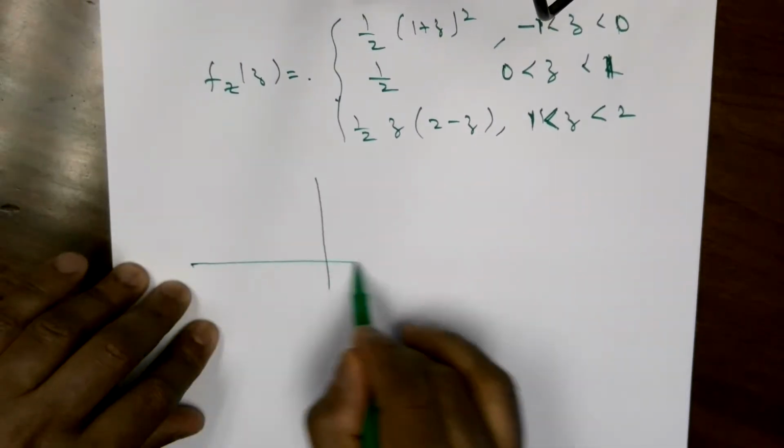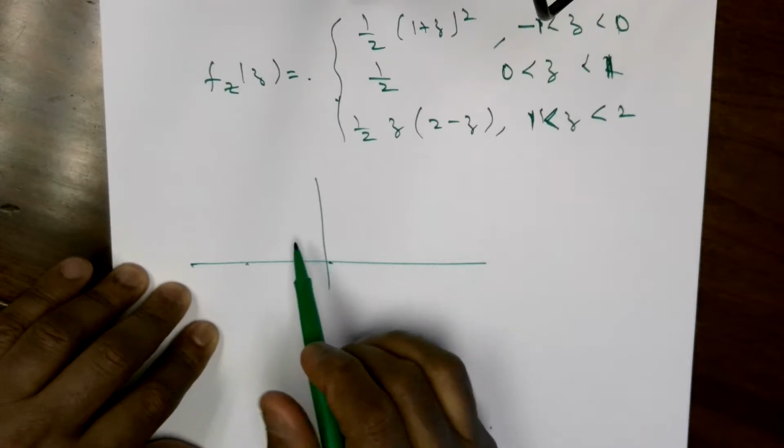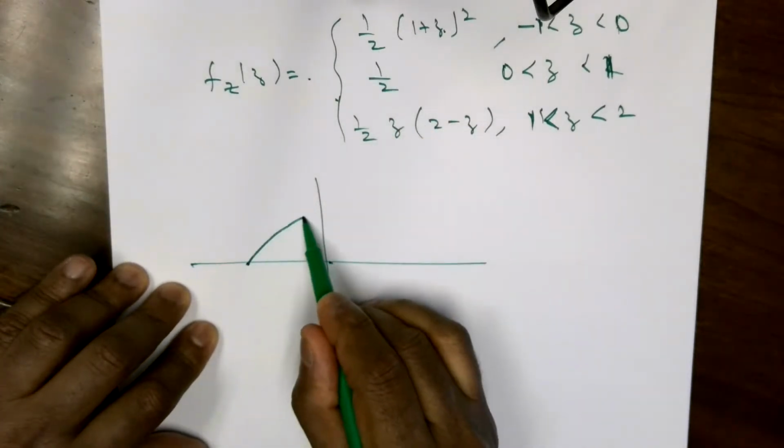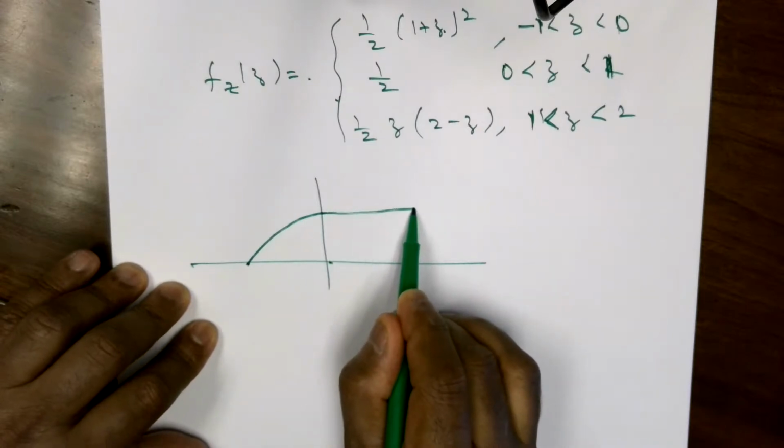And if you plot it, you'll get something like this. So from minus 1 to 0, it's a sort of quadratic form. And when z is 0, it's half. So it goes there. Then it stays the same.